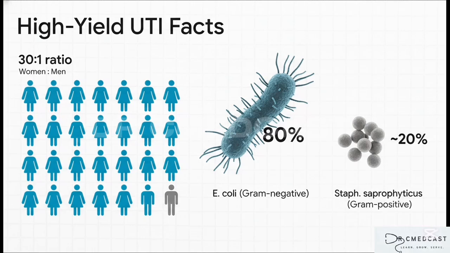UTIs are incredibly common, especially in women. We're talking a 30-to-1 ratio compared to men. The microbiology is also very predictable, which is great for us. The main culprit about 80% of the time is the gram-negative rod E. coli. And if you're thinking about a gram-positive cause, the one to have on your radar is Staphylococcus saprophyticus.